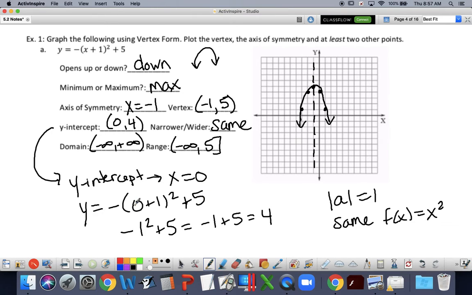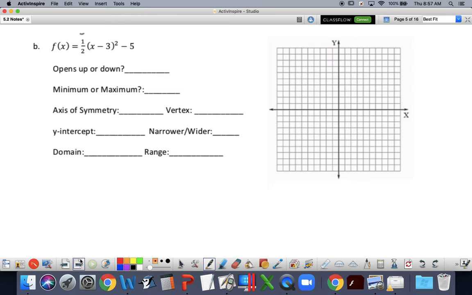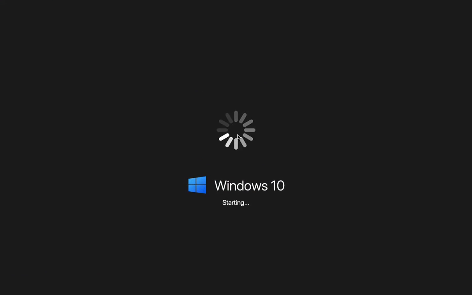I recommend at this point maybe pausing the video and trying the next example on your own before I go through it myself. So let's look at our next example. Here I'm going to start up my calculator, my parallel desktop, while we get started with this one.